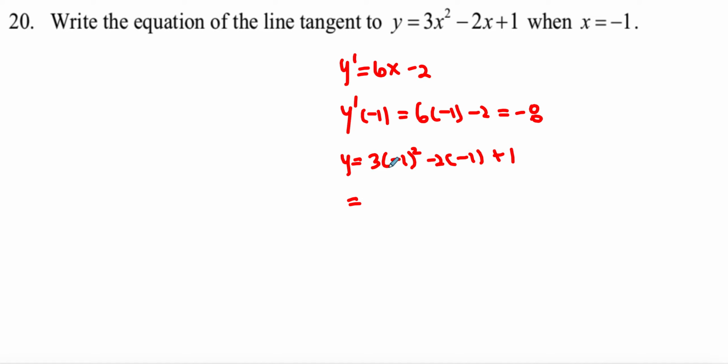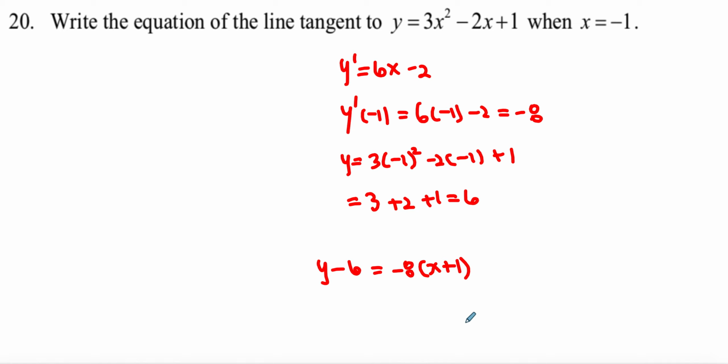So we get negative 1 squared becomes positive 1, so we get 3 here, plus 2 plus 1, we get 6 as the y value. And as you can see, our equation would be y minus 6 from here. It has to be the opposite, as you know. Slope is equal to negative 8, and x plus 1, because opposite of that. That's basically what we end up getting.